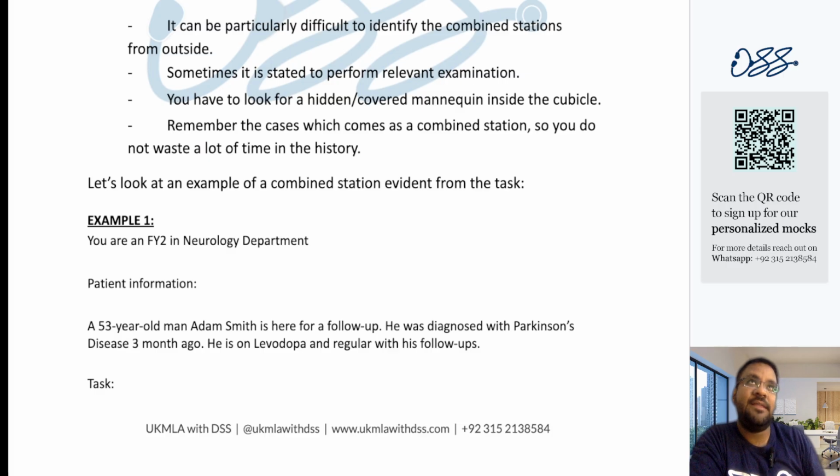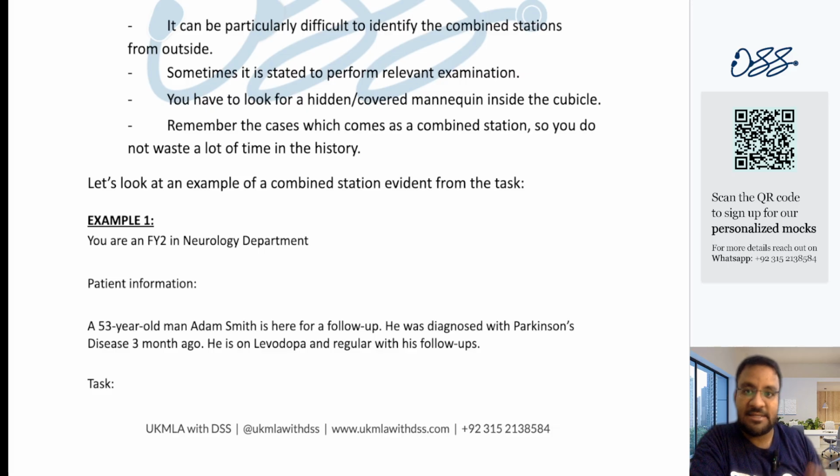And then at the very end, just before I began my management, I verbalized that I would ideally want to do a digital rectal examination. As soon as I said that, the examiner stood up, went to my back, opened the door, and showed me that here is a mannequin. Go and perform the examination.